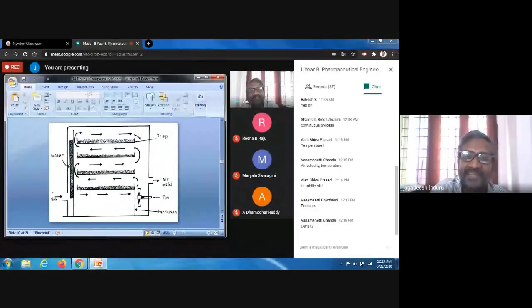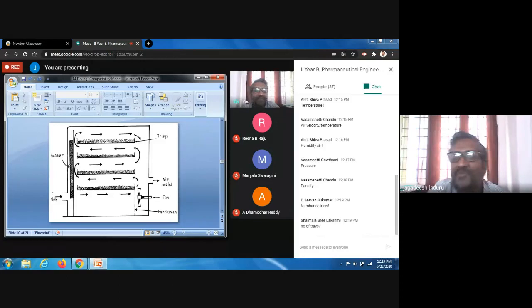So density is a parameter, but I am not telling the value, I am saying the number. I am giving the hint here. Number of trays. Who is that? That's Sukumar. You are too good. And Sri Lakshmi again, number of trays. Both have given the answer. I don't want to make you suffer, but both of you will get marks here. So number of trays is absolutely correct.